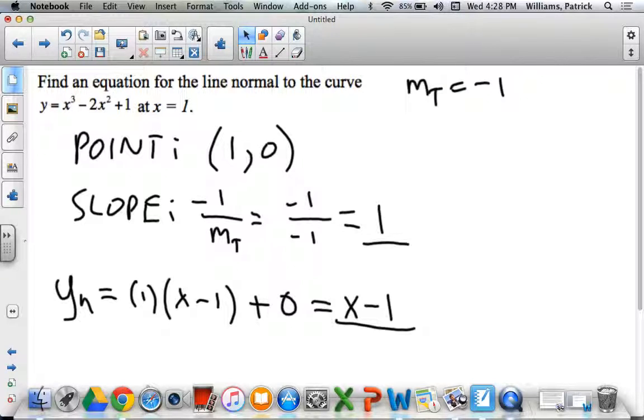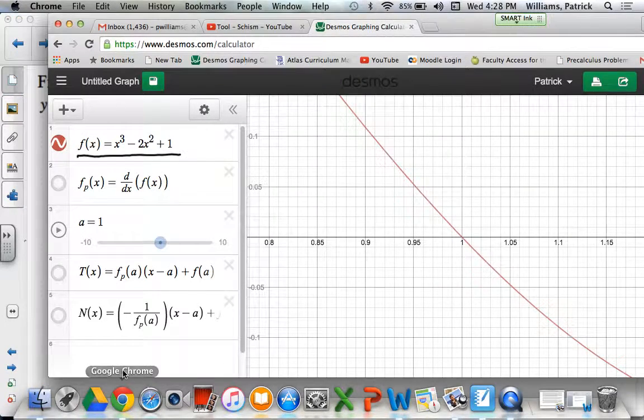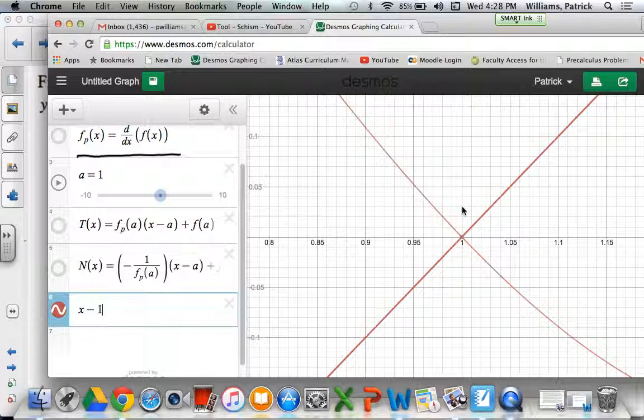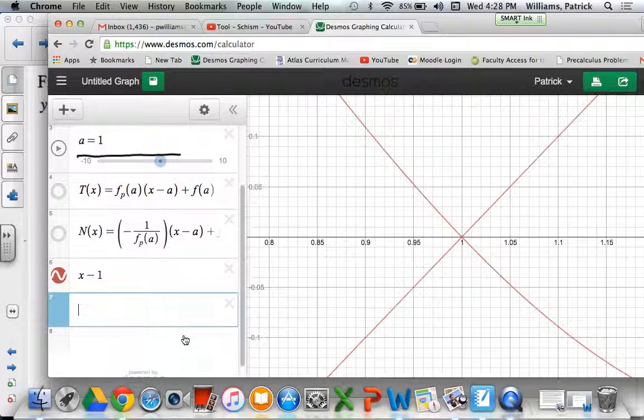So let's go back into Desmos and see how we did. If we plug in x minus 1, whoa, look at that red line that just showed up. Doesn't that look like that is pretty much normal to that curve? If we plug in the previous line we found, negative x plus 1, now we put those in, doesn't it look like the tangent and the normal line are perpendicular to each other? Well, it's because they are, because we calculated all of this correctly.